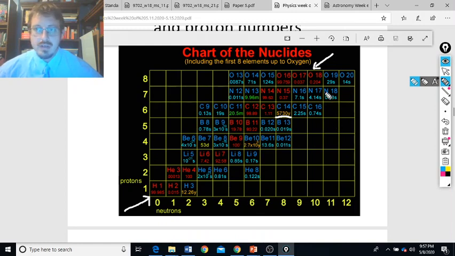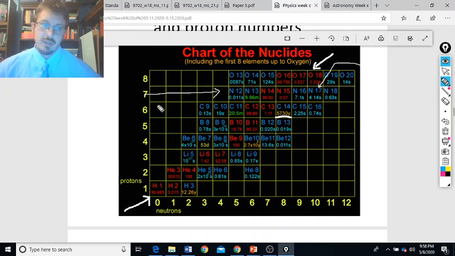Let's just do this one right here, nitrogen 17. Because it has 10 neutrons and 7 protons, so you can see anything with 7 protons is nitrogen, right? That's what defines the chemical species, the amount of positive charge, the number of protons.